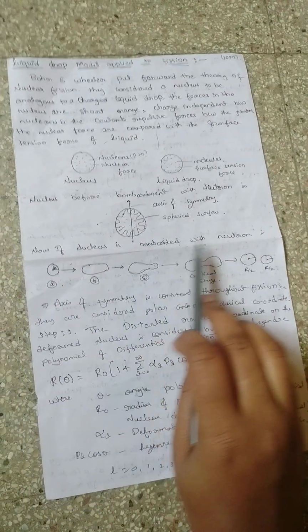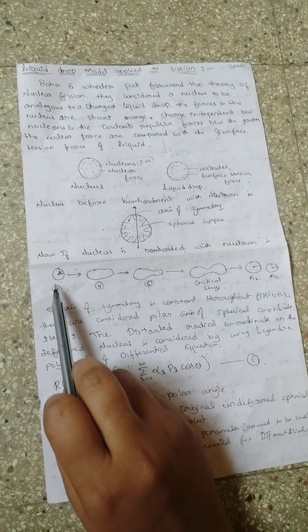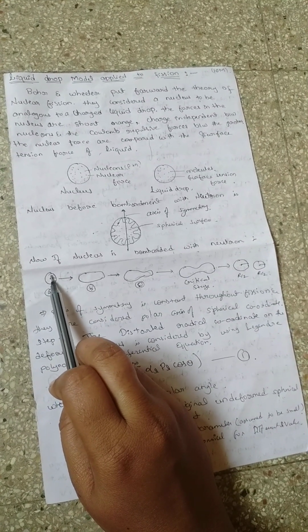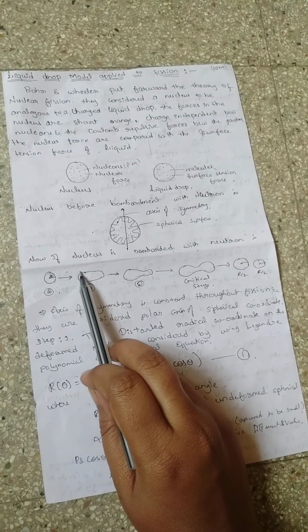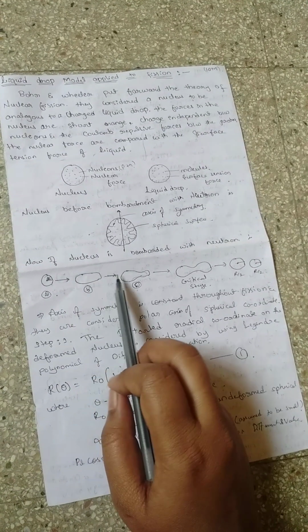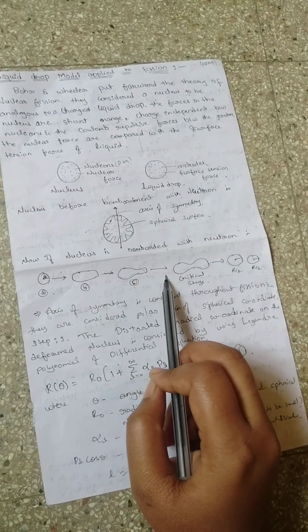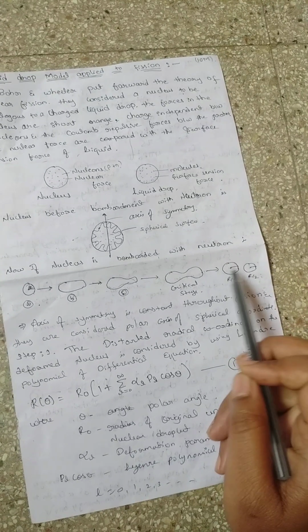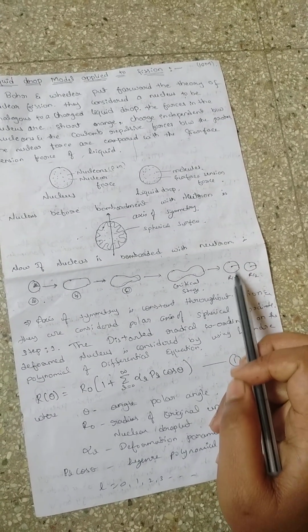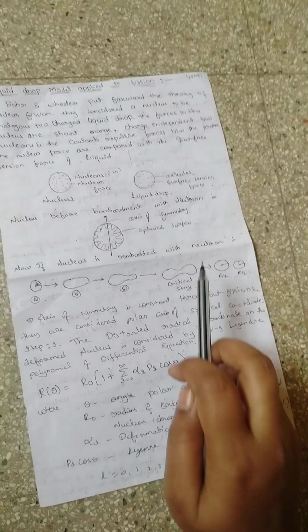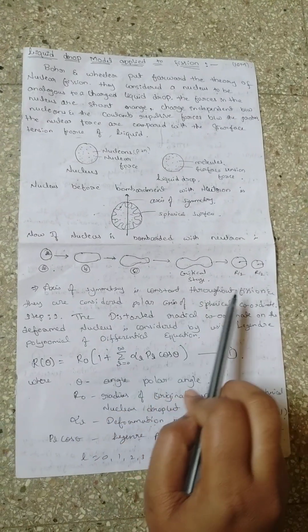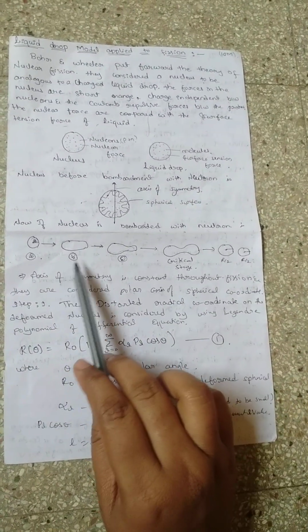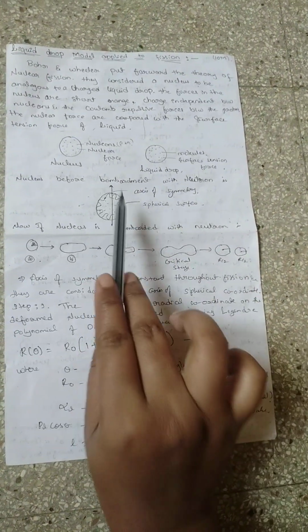If the nucleus is bombarded with neutron, in the first stage A we are taking a nucleus having radius r. Stage B goes to some figure like this. After that C, and it comes to the critical stage. After that it becomes two smaller nuclei, each of radius r by 2. The axis of symmetry is constant throughout fission and is considered the polar axis of spherical coordinates.